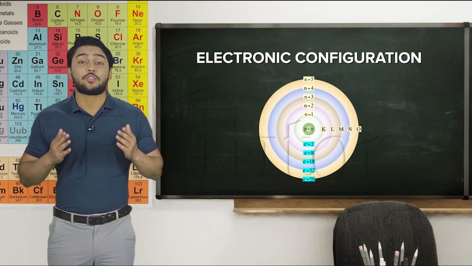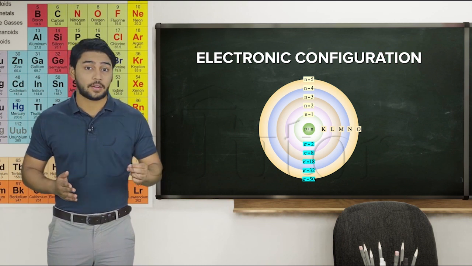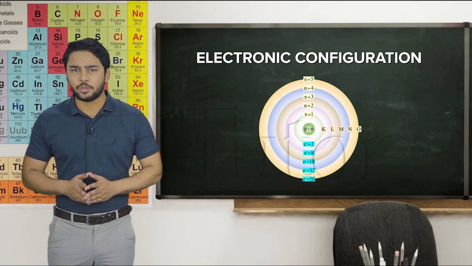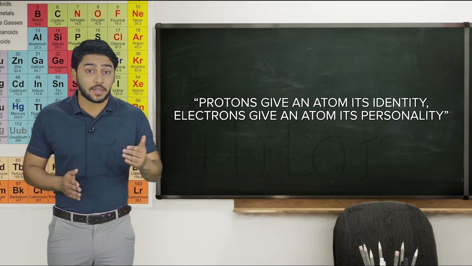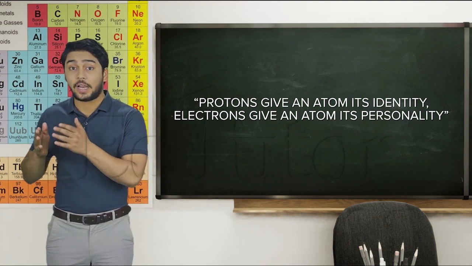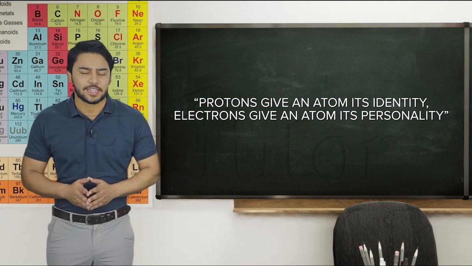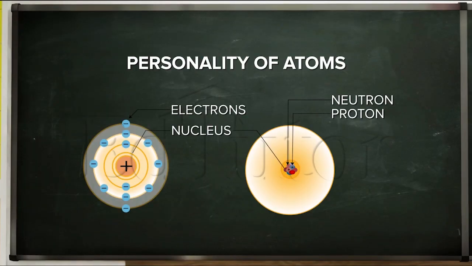Let's start with electronic configuration, the distribution of electrons in an atom. Before we jump into examples, let me introduce you to a great saying. Protons give an atom its identity and electrons give an atom its personality. So yes, in this video we are going to be discussing the personality of the atoms.